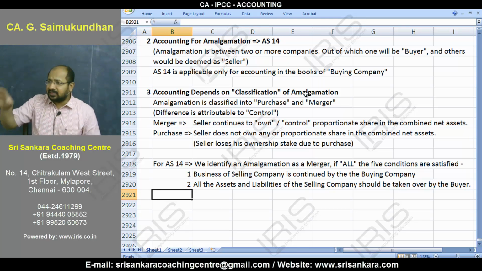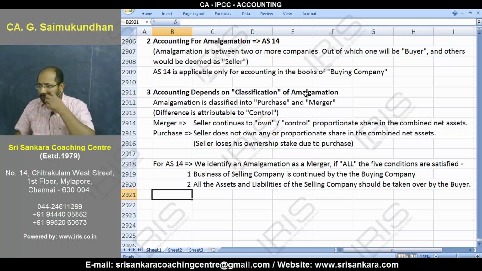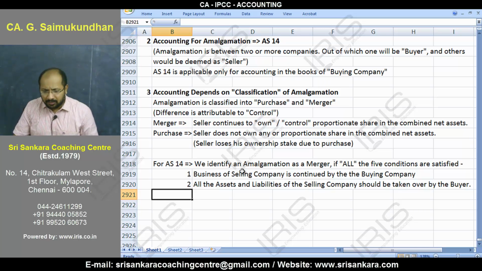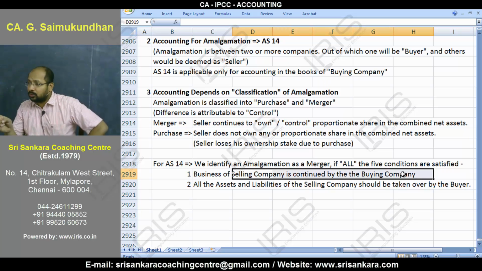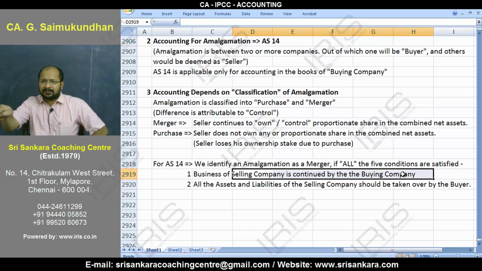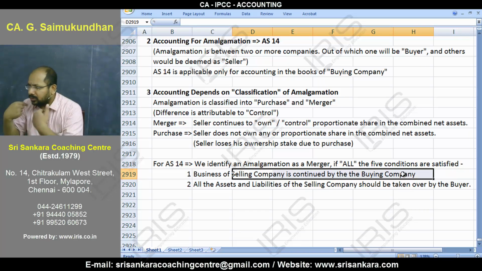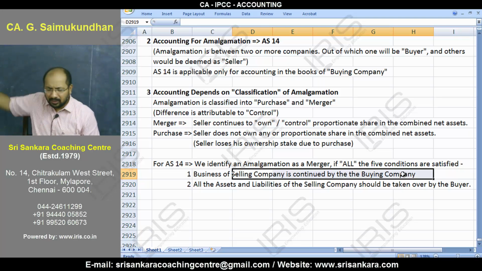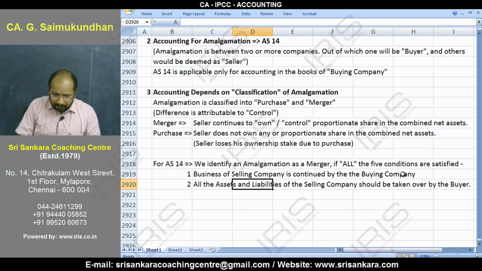Which implies if as a selling company you have, say, 10 units of assets and 5 units of liabilities, as a buyer I should take over all the 10 assets and all the 5 liabilities. I cannot selectively pick and choose at all. In terms of the first condition, since I am going to continue the same business, I should continue to own the same set of assets. I cannot selectively choose some assets at all. But anyway, look at this idea on a standalone basis: all assets and liabilities of the selling company should be taken over by the buying company.